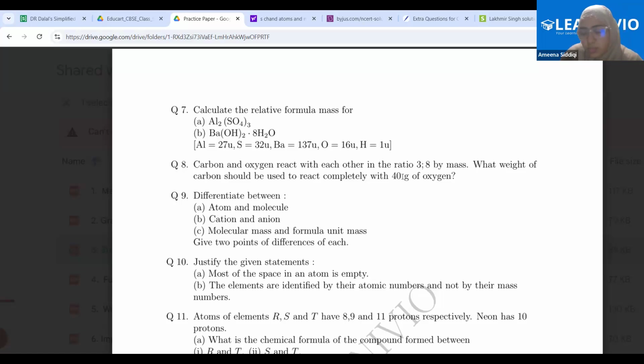The formula is written. You know the atomic masses for each element. You will just have to multiply the number of atoms for each element, right? And then you will get the molecular mass. Now the following. Question 8. Go through question 8 very quickly.